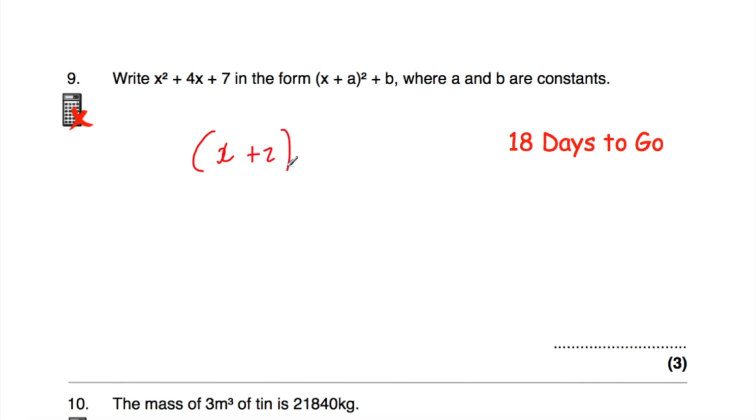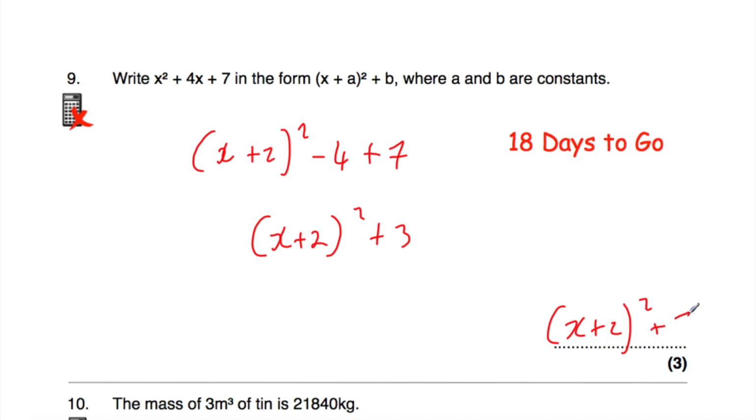So plus 2, close bracket squared. Then we take away this squared. Well, 2 squared is 4, so we're going to take away 4. And then we've got plus 7. So if we write it as x plus 2, close bracket squared, we've then got minus 4 plus 7, which is 3, so plus 3. So our answer would be x plus 2, close bracket squared, plus 3.